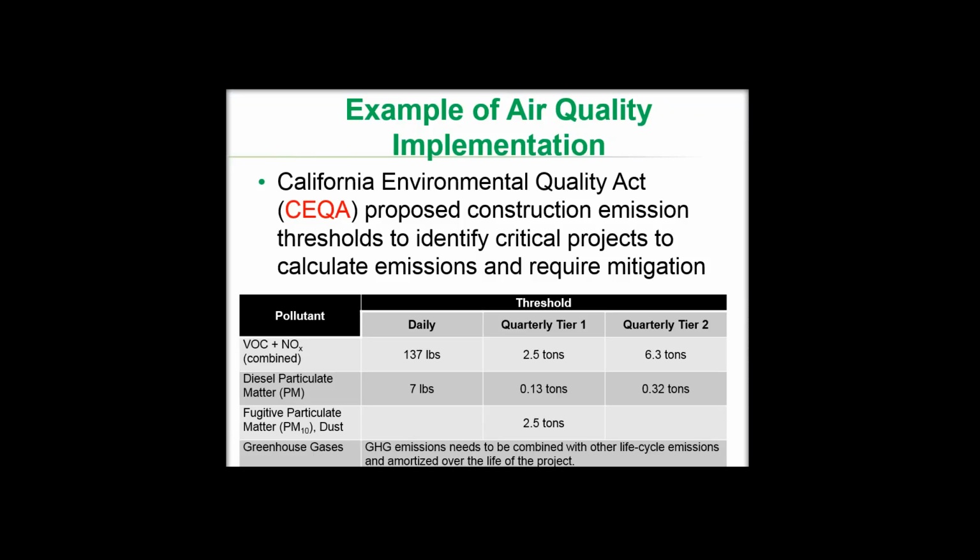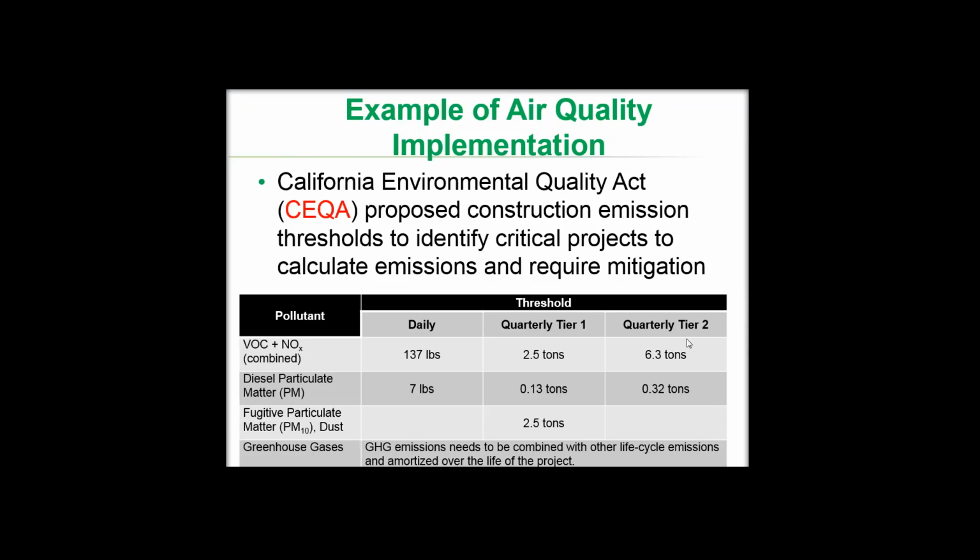In the case of the quarterly tier 1, which is for construction projects lasting more than 1 quarter or 90 days, exceedance of the 2.5 tons per quarter threshold requires standard mitigation measures and best available control technology for construction equipment. If implementation of the standard mitigation and best available control technology measures cannot bring the project below the threshold, then off-site mitigation may be necessary.